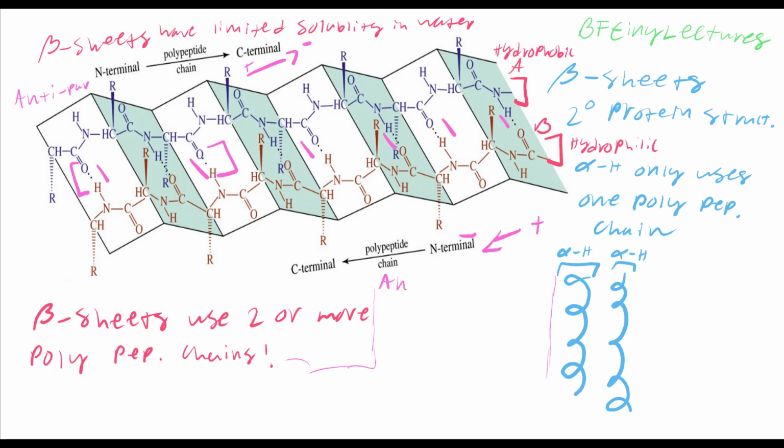Let's put it here, where R groups can be some sort of random amino acid, bonded like this. So this is antiparallel. So what is parallel? Well, parallel would have to be this guy. Parallel is like this.